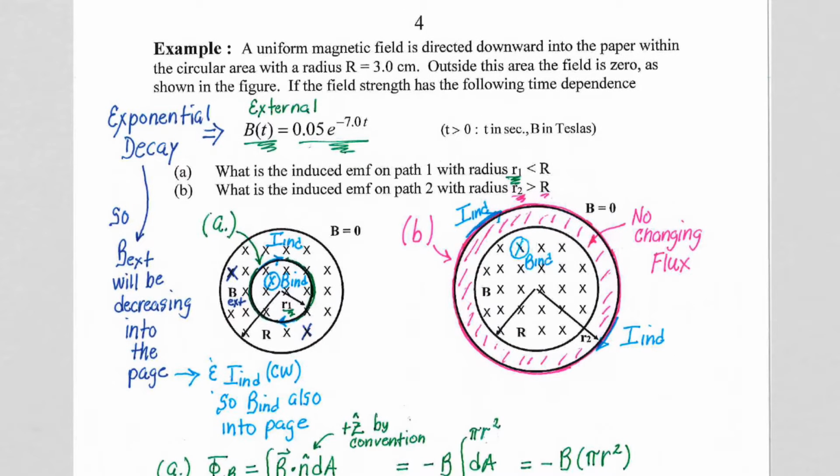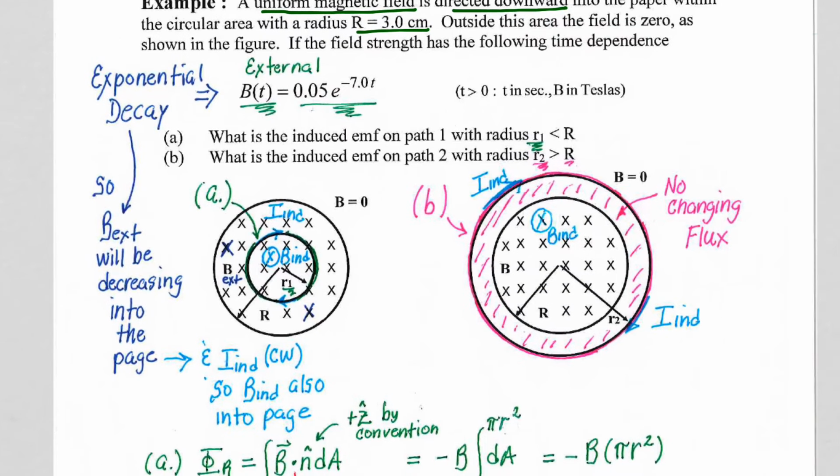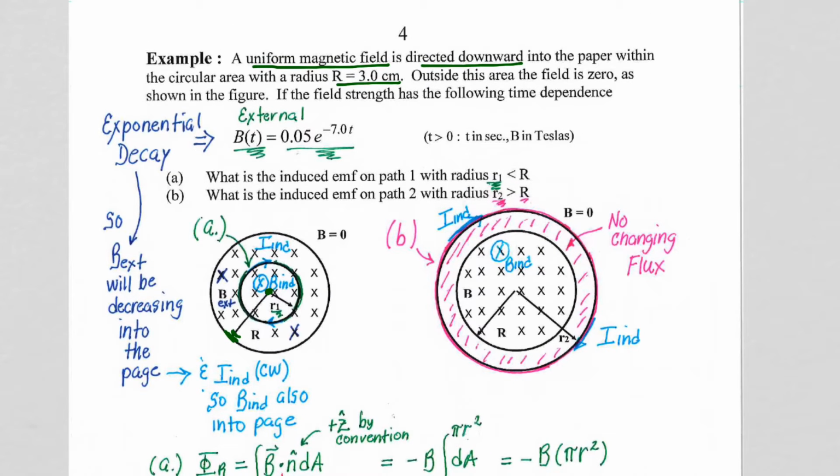We're told that we have a uniform B field directed downward into the paper in a region of space with radius 3 centimeters. So the B field is only in this circular region from R equals 0 out to capital R only. And the magnitude of that B field is changing according to the equation that they give us here. As I have indicated, this equation corresponds to exponential decay because we have e to the minus 7t.